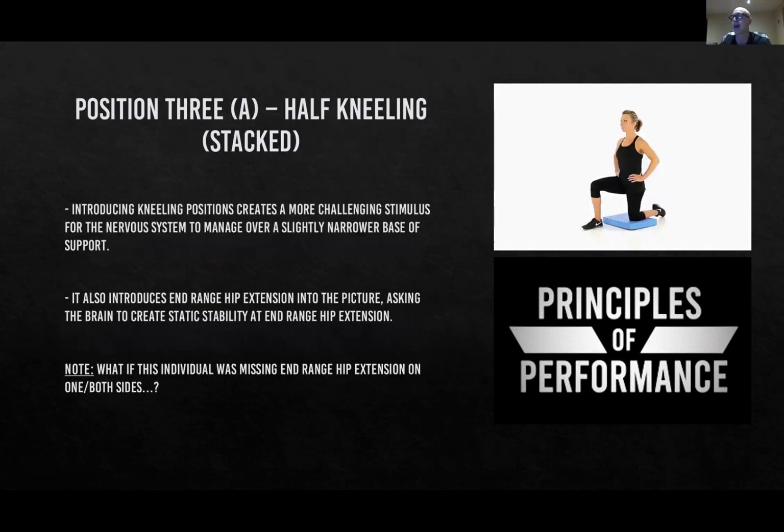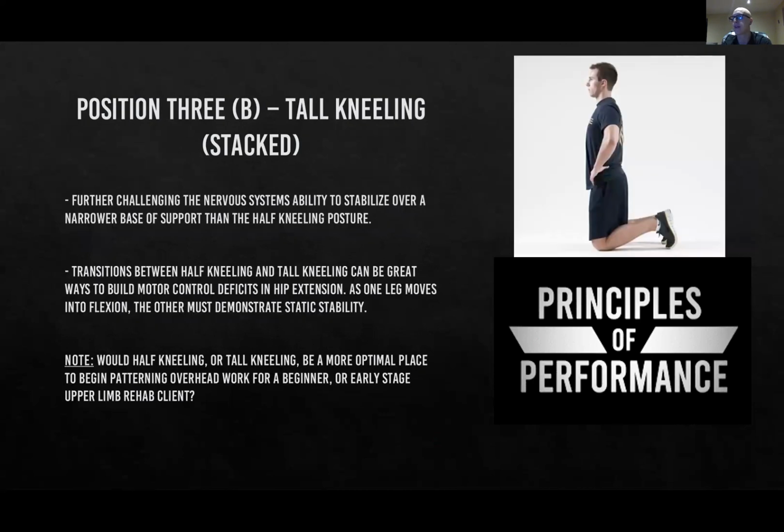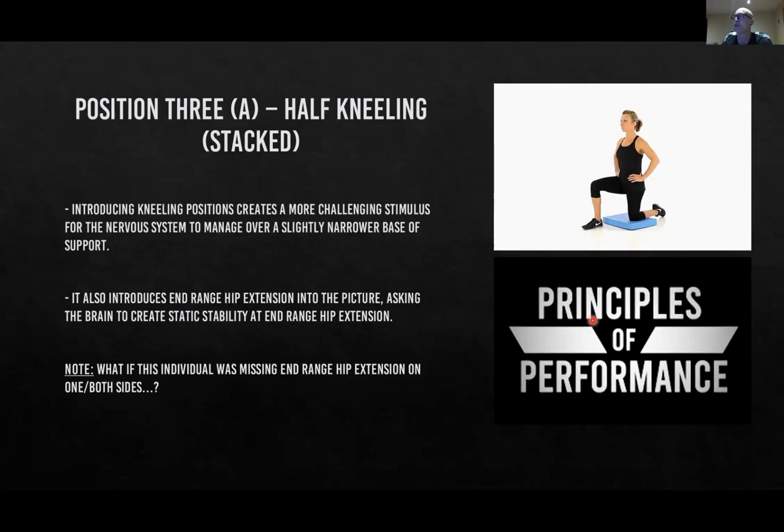Position 3A is our half kneeling or our stacked position. Stacked because this is the first time we introduce compressive or axial load through the spine. So we are stacking the spine and the pillar over the hips, and we are trying to balance the center of mass across 2 hips, one on the floor and the other posted out in front. And then position 3B is our tall kneeling. So we are still stacked, but in this position, we have a much narrower base of support than we do here.